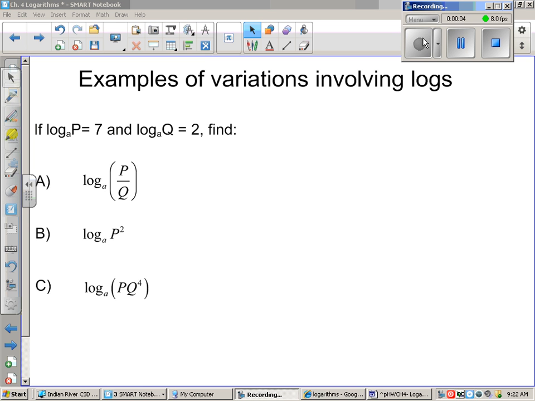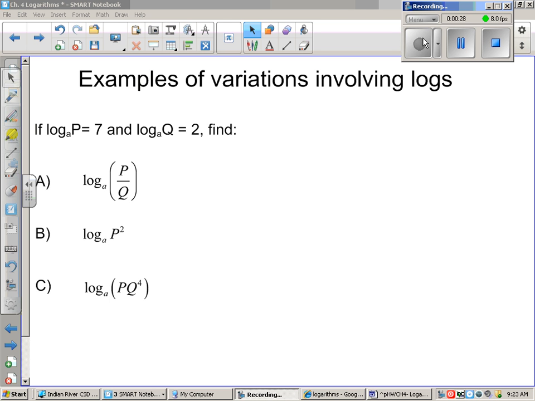Okay, so all along we've been saying that a log is an exponent and that all those exponent rules actually apply to logs. Well, today we're going to bring those two worlds together. And it doesn't seem as important when we're dealing with just actual numbers. But look at questions like you see here: if log base A of P equals 7 and log base A of Q equals 2, find... now do this.